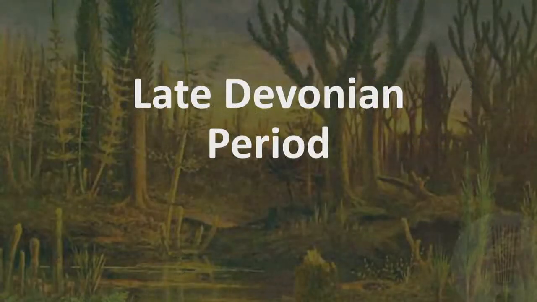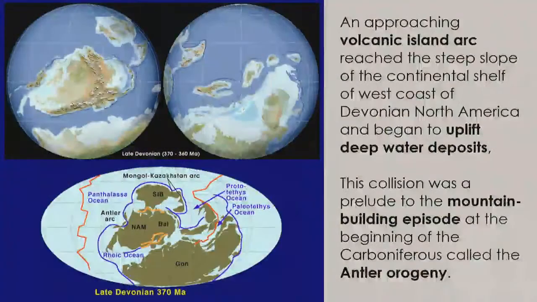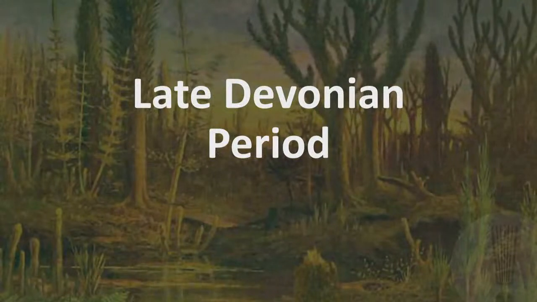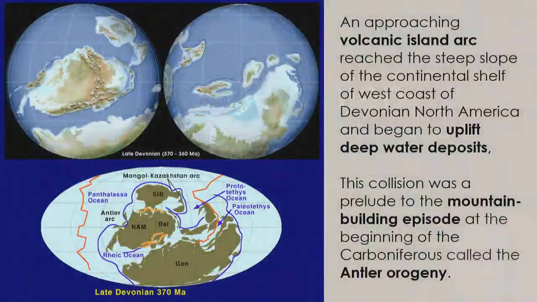Okay, so now we go into the late Devonian period. And this is where we're starting to really see these taller trees, taller plants, and get into these forests. But they're very different looking forests than what we have today.